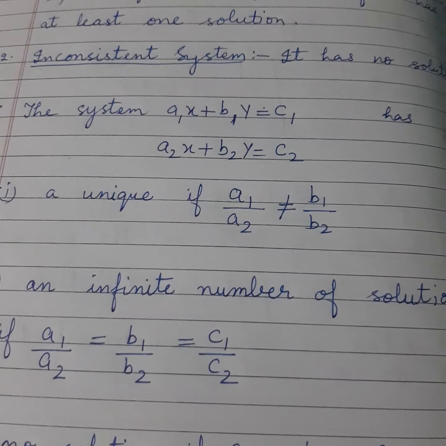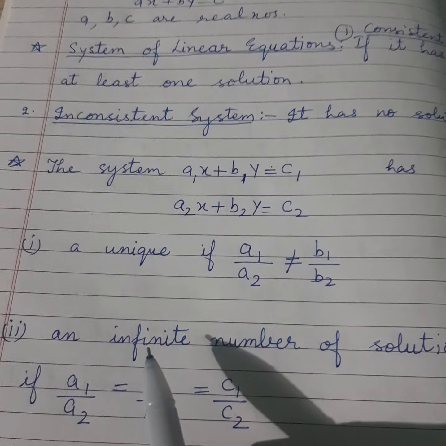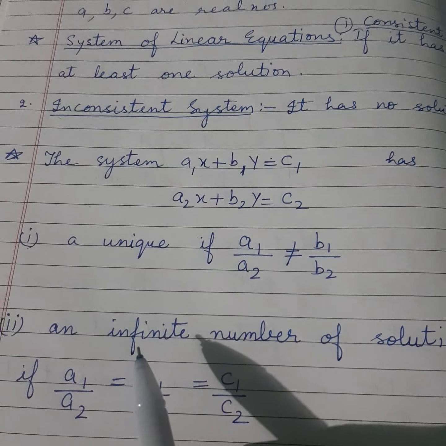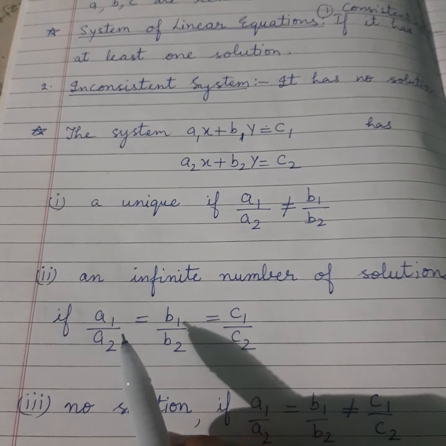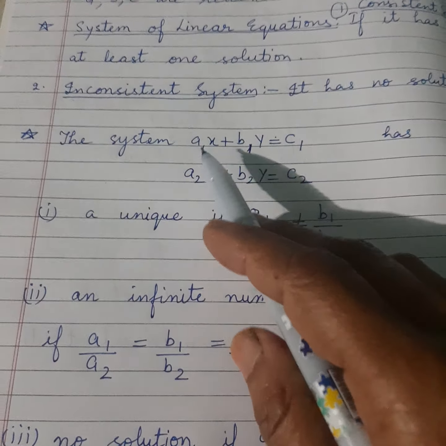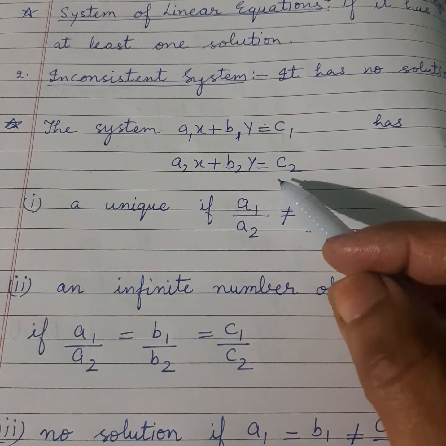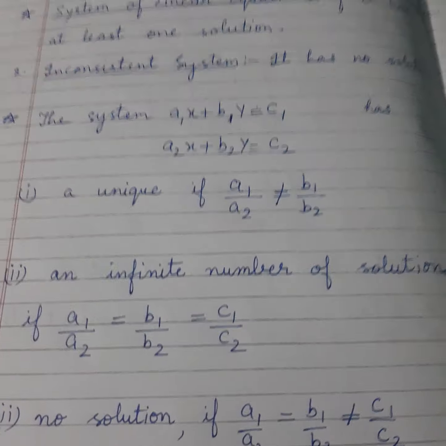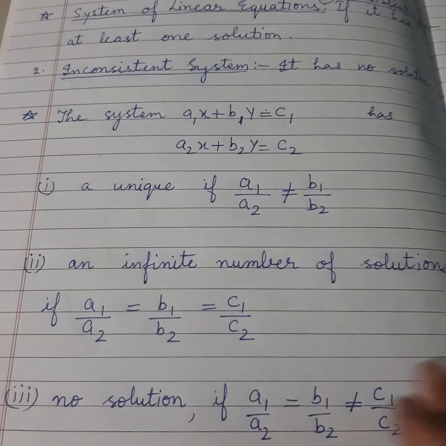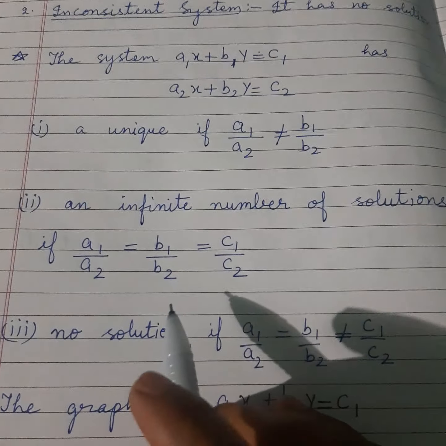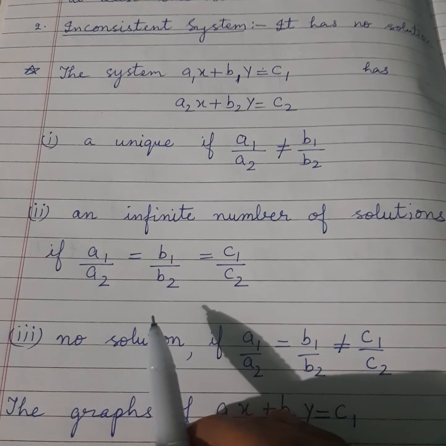Unique solution means a single solution, one solution. It means there are not an infinite number of solutions. Now, if a1 upon a2 is equal to b1 upon b2 is equal to c1 upon c2, if these are all equal, then there are infinite number of solutions. Infinite number of solutions means many solutions, you cannot count them.